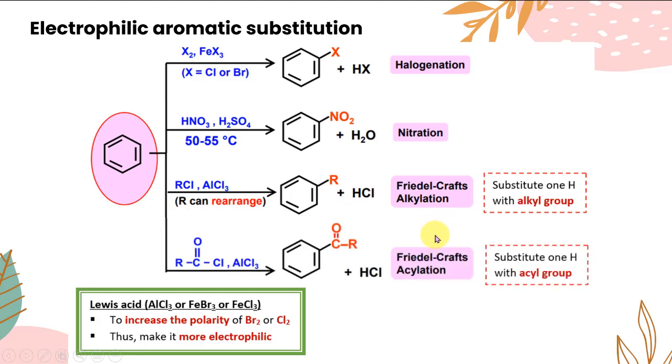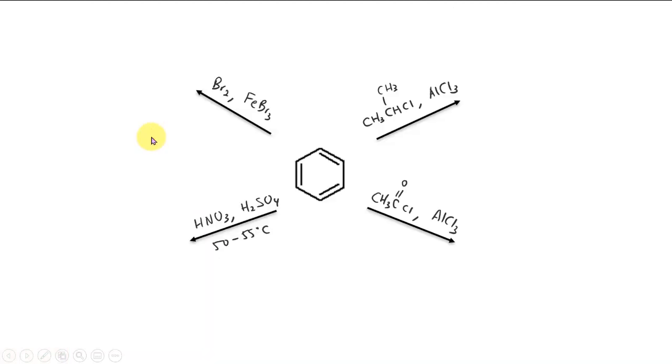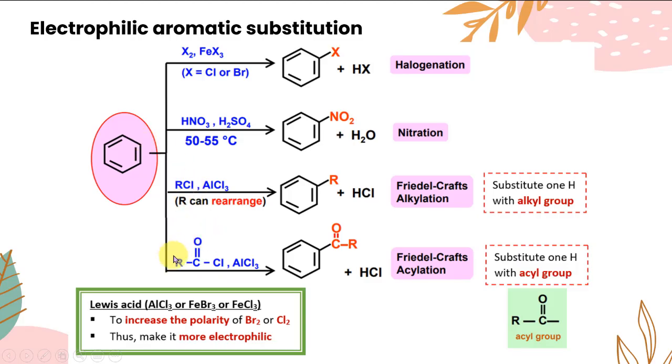All right, the last reaction is Friedel-Crafts acylation. Acylation refers to when one of the hydrogens in your benzene is substituted with an acyl group. This is the acyl group, in which the alkyl group is attached directly to the C double bond O. Here is your acyl chloride. So imagine that we substitute the hydrogen with these acyl groups, and then the remaining side product will be your HCl. Okay, so this is acylation.